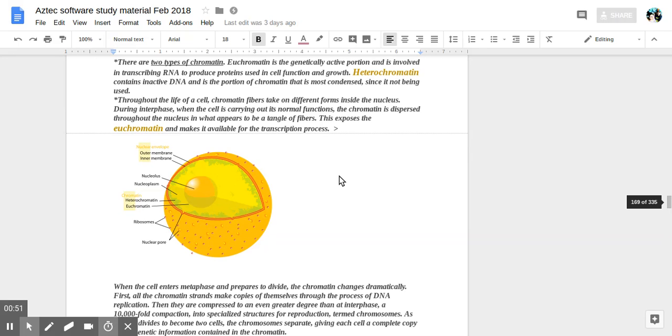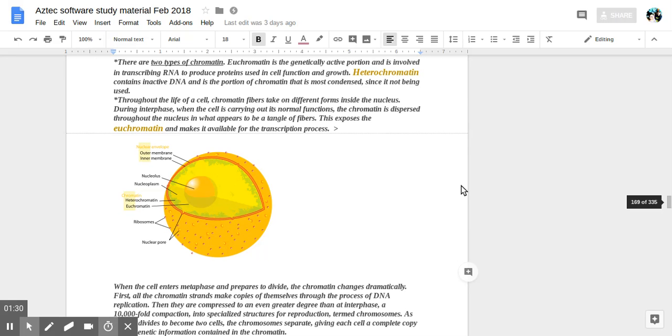Euchromatin is the genetically active portion, involved in transcribing RNA to produce proteins in cell function and growth. So when transcription occurs, RNA is made off of the DNA template. Then the RNA goes and proteins are made off the RNA strand. This occurs in the ribosomes.